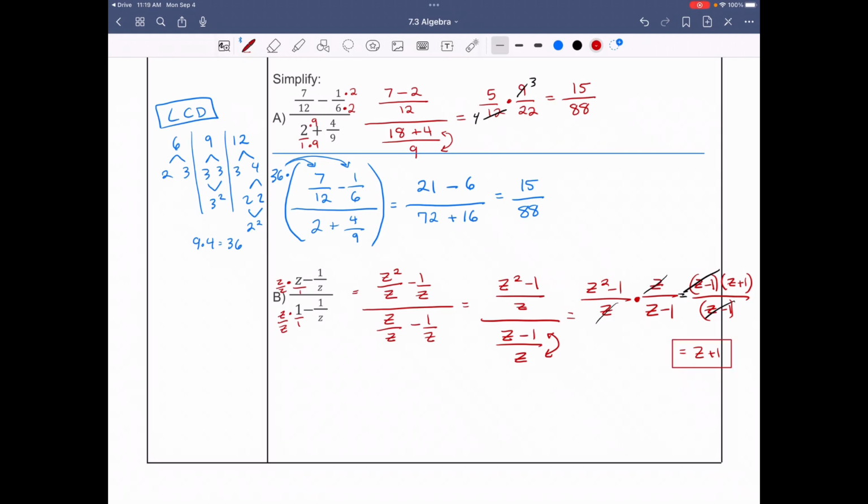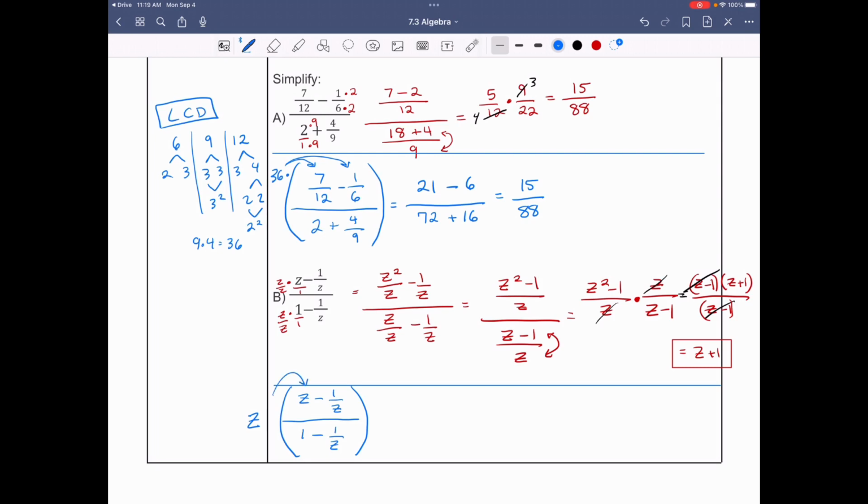Let's try the other method of multiplying by the least common denominator. So the least common denominator is z. I'm just going to rewrite the problem: z minus 1 over z, over 1 minus 1 over z. I'm going to multiply everything by the LCD, which is z.